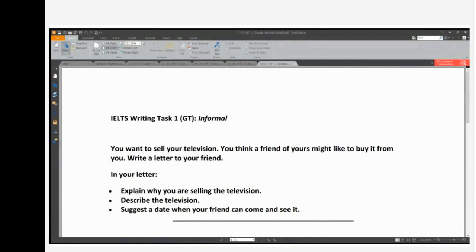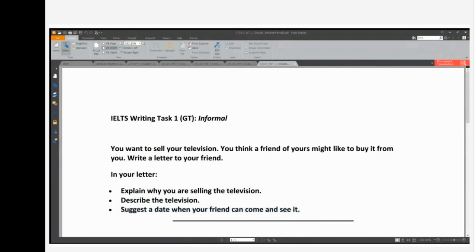Okay, so we have a question here for writing task 1, and this is an informal type letter that you have to write. The letter is asking you that you want to sell your television. You think a friend of yours might like to buy it from you. Write a letter to your friend. In your letter, explain why you are selling this television. Describe the television. Suggest a date when your friend can come and see it.